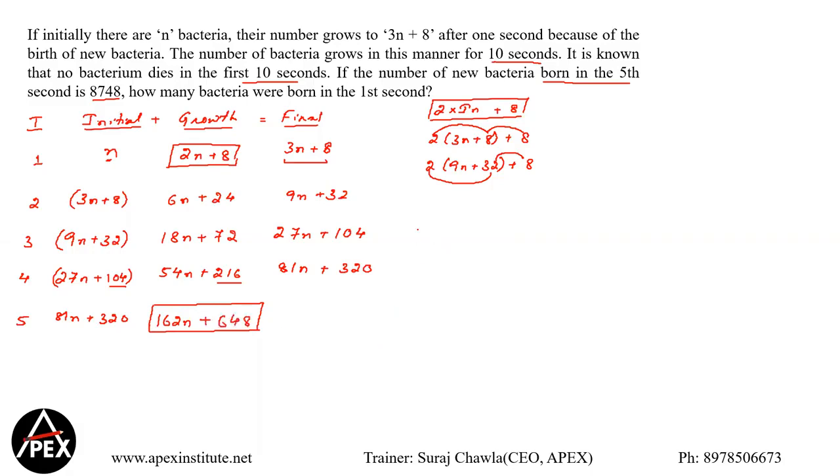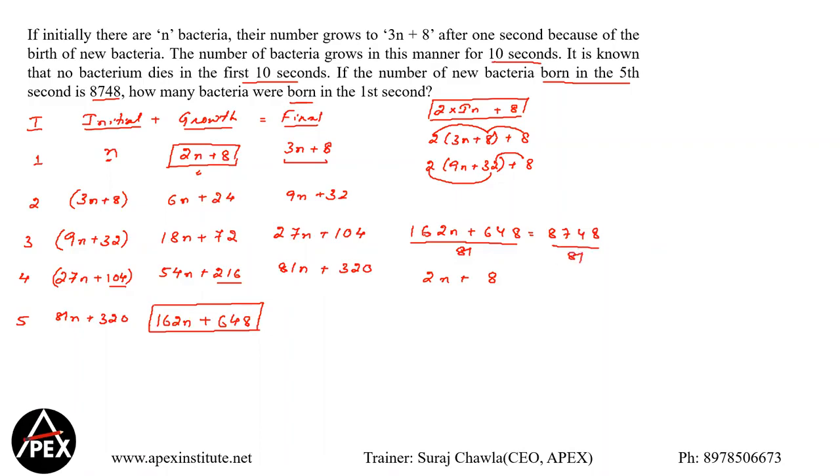So the question says if 162n plus 648 is equal to 8748. Do not forget the question is asking you the number of bacteria which were born. So these many were born. So the question is asking you the value of 2n plus 8. And if you observe, if you divide everything by 81, then you get your answer, guys.